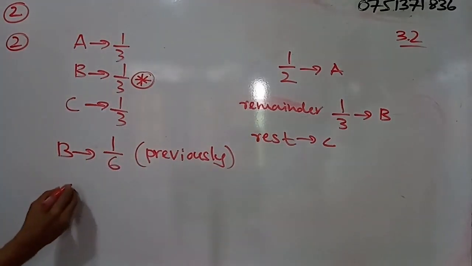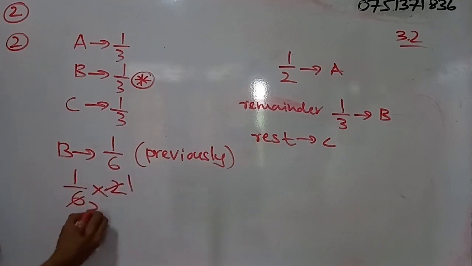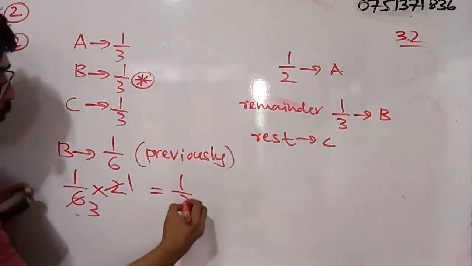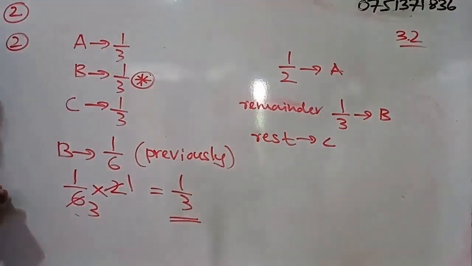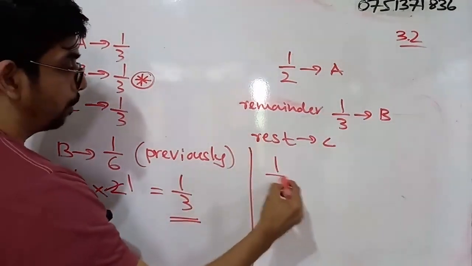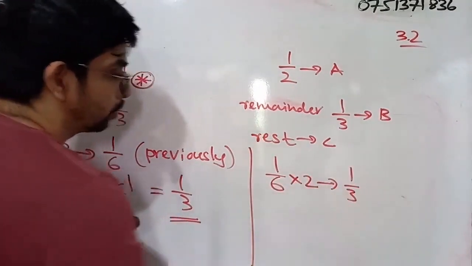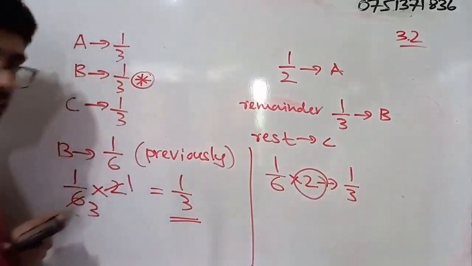So what do we need to do? Take 1/6 and multiply it by 2. So 2 times 1, 2 times 3. So we get 1/3 as the answer. So that is correct. Right? So the statement is true. If we take 1/6 and multiply it by 2, we get 1/3. So it has doubled.